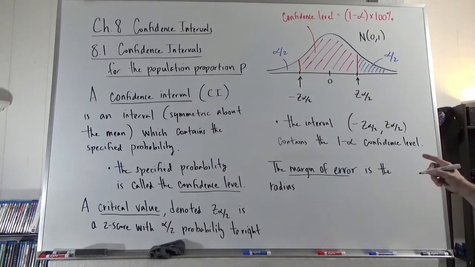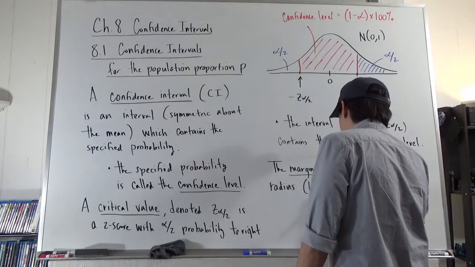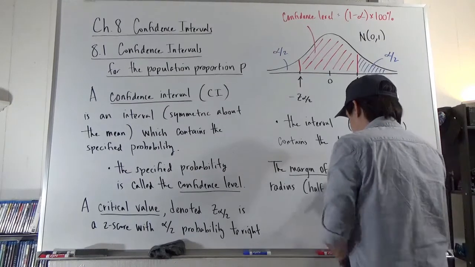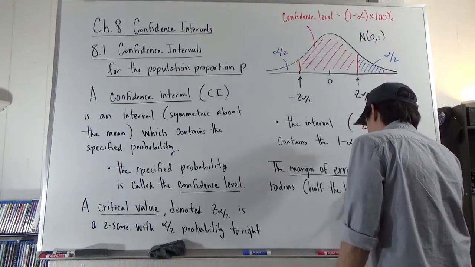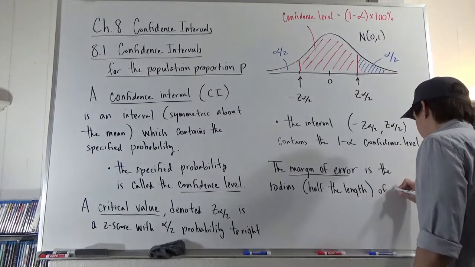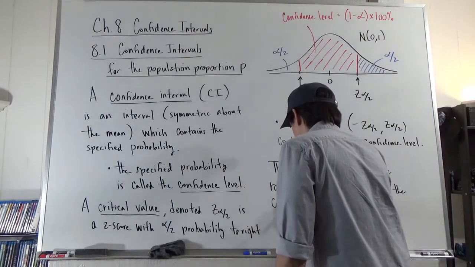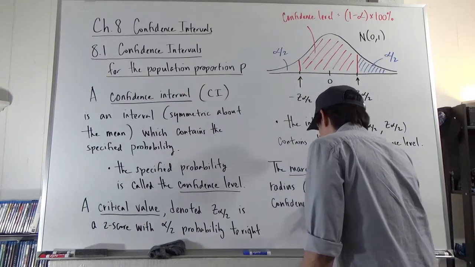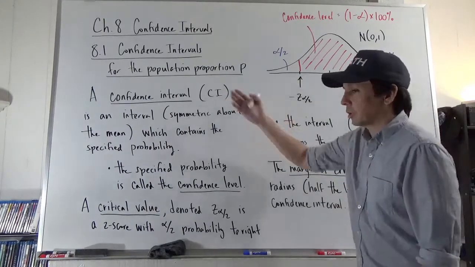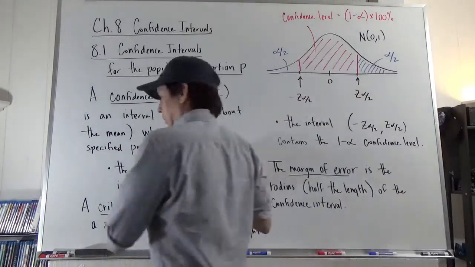The margin of error is the radius, which is half the length, not the radius of a circle, but the radius of an interval, which is half the length of the confidence interval. And I'm probably going to get lazy and start writing CI eventually, so I'll note that CI is for confidence interval. I haven't done it yet, but I will.